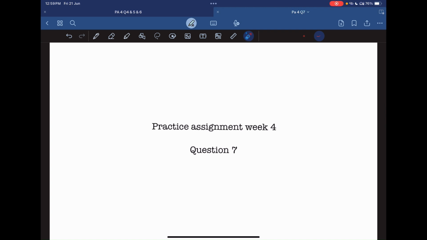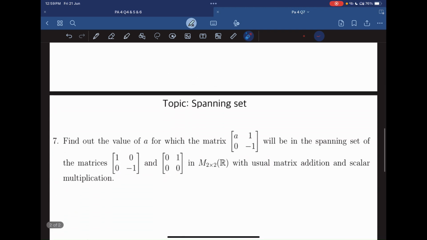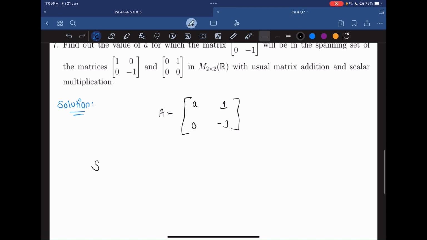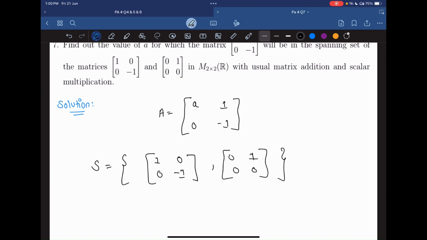So let's now solve practice assignment week 4, question number 7. Find out the value of A for which the matrix will be in the spanning set of matrices, this and this, with usual matrix addition and scalar multiplication. First let's name this matrix A, and then we have, let's say, set S, which consists of this matrix and this matrix.